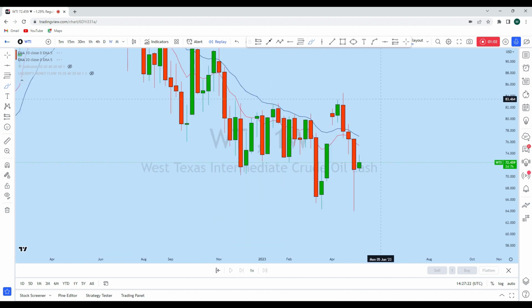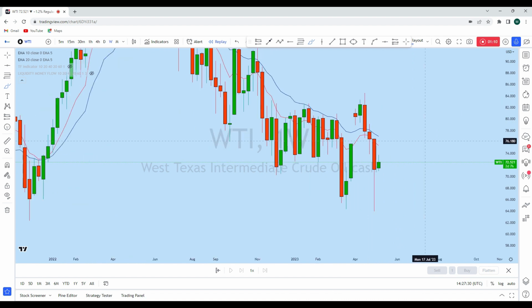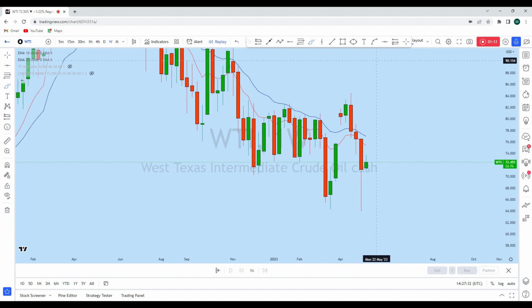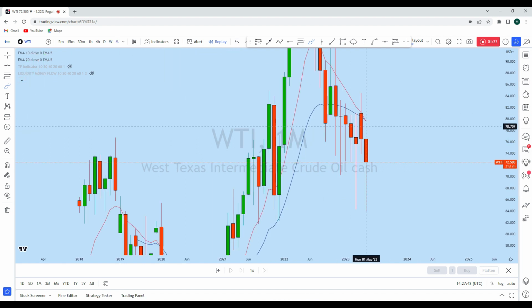Now if we look at the weekly time frame, we can see that previous week US oil also had a strong bearish candle. If we closely look at the overall market structure, we saw this market initially grabbed liquidity from this level, went up, and again grabbed liquidity from the top and broke down to the level of support.